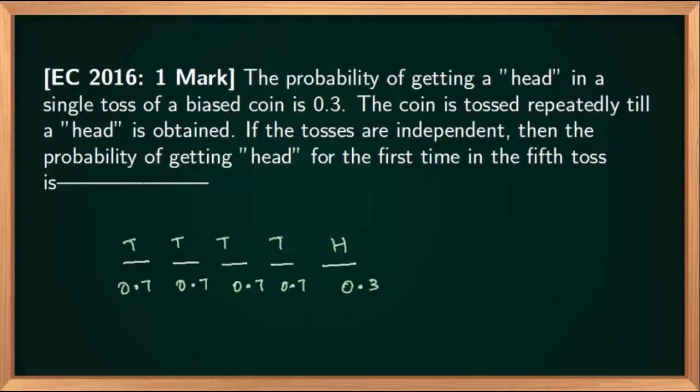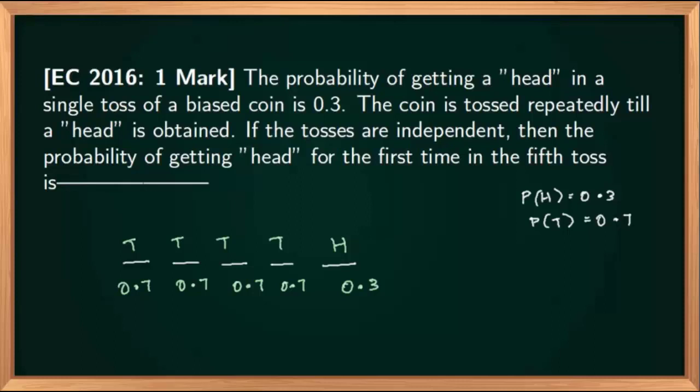The probability of getting a head in a single toss of a biased coin is 0.3. So the probability of getting a head is 0.3. Now I know that the only other option is tail, so the probability for getting tail will be 0.7, right? The coin is tossed repeatedly till a head is obtained.